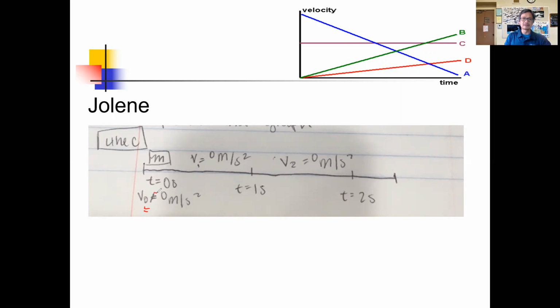So make sure you understand that the initial velocity at time 0 is not 0, because object C starts out up here. So very good. She indicates then that it's not equal to 0. She indicates 2 time intervals, T1 and T2.